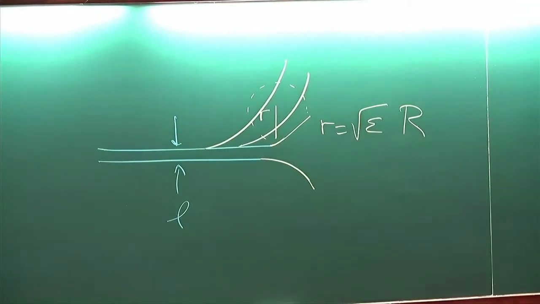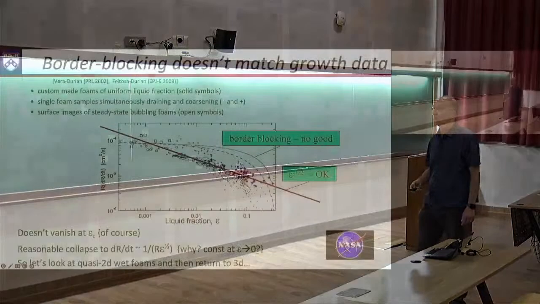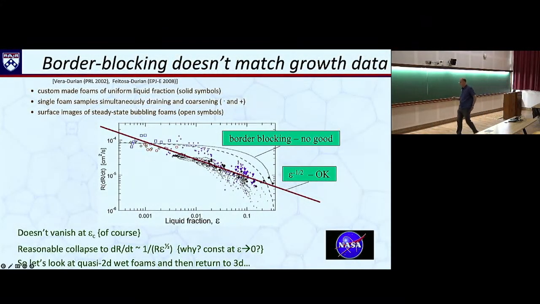Okay, so let's see if we can test that. So in my group, we have money from NASA to try to do as much as we can on the ground, to try to understand ultimately what to do with results from space. So we worked as hard as we could to measure coarsening as a function of liquid fraction. And we did that first for custom foams of uniform liquid fraction, so they would drain, but we tried to measure them before the drainage changed the liquid fraction in the region in which we're making measurements.